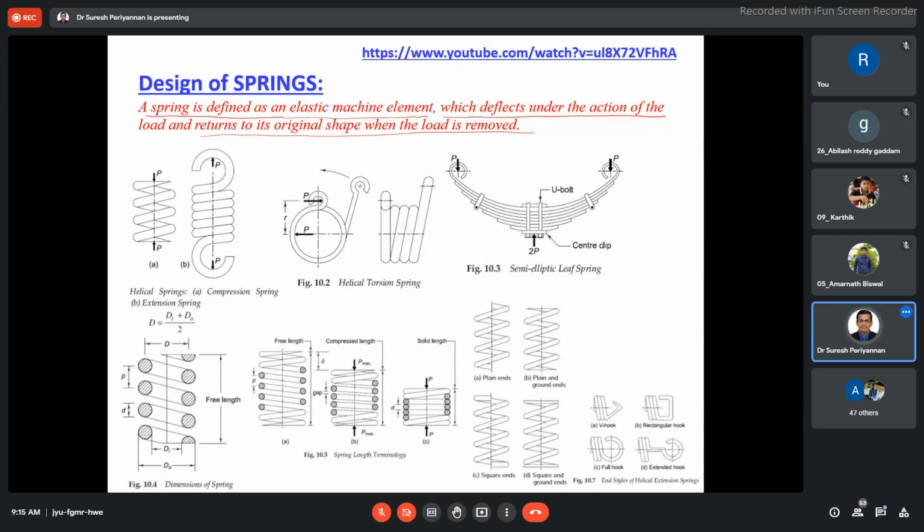Then everything should happen within the elastic limit. Then only the spring comes back to its original shape. If you go to plastic deformation, the spring will not come back to its original shape. Okay, that is very important.